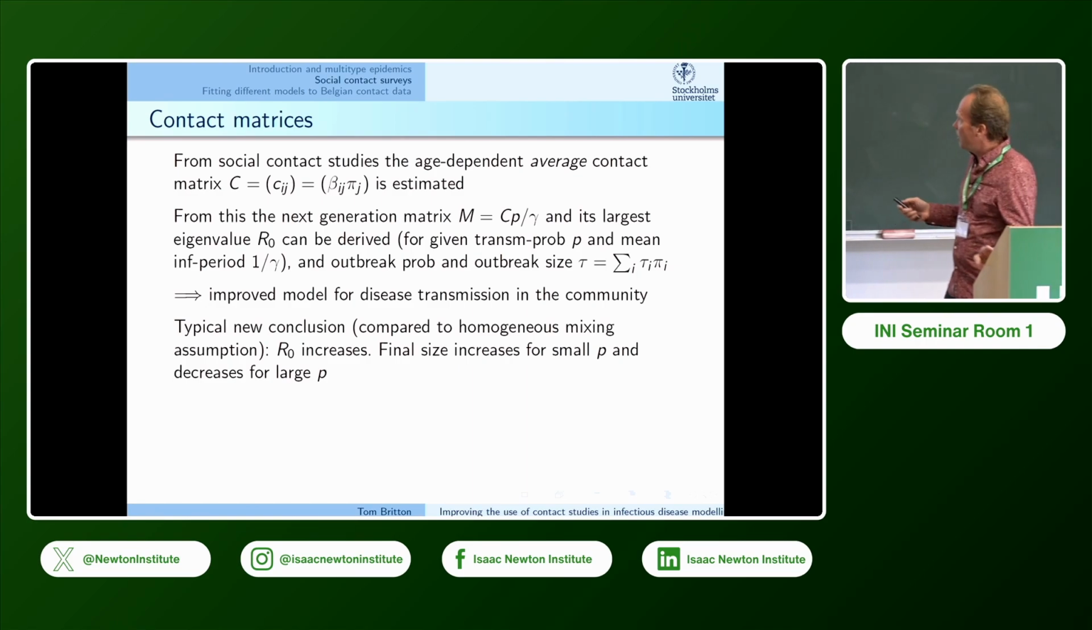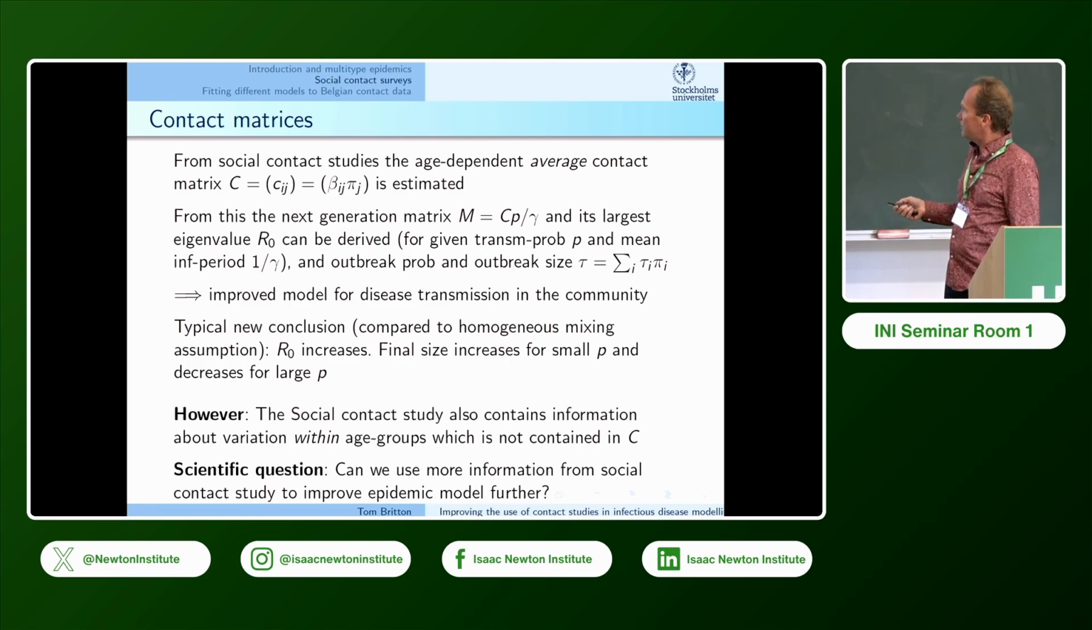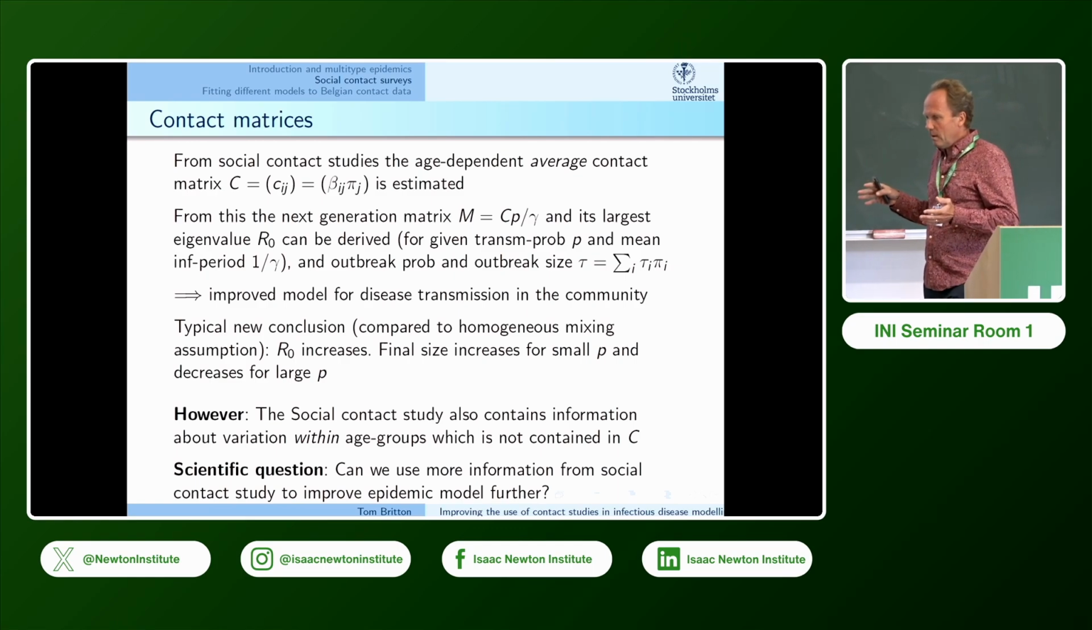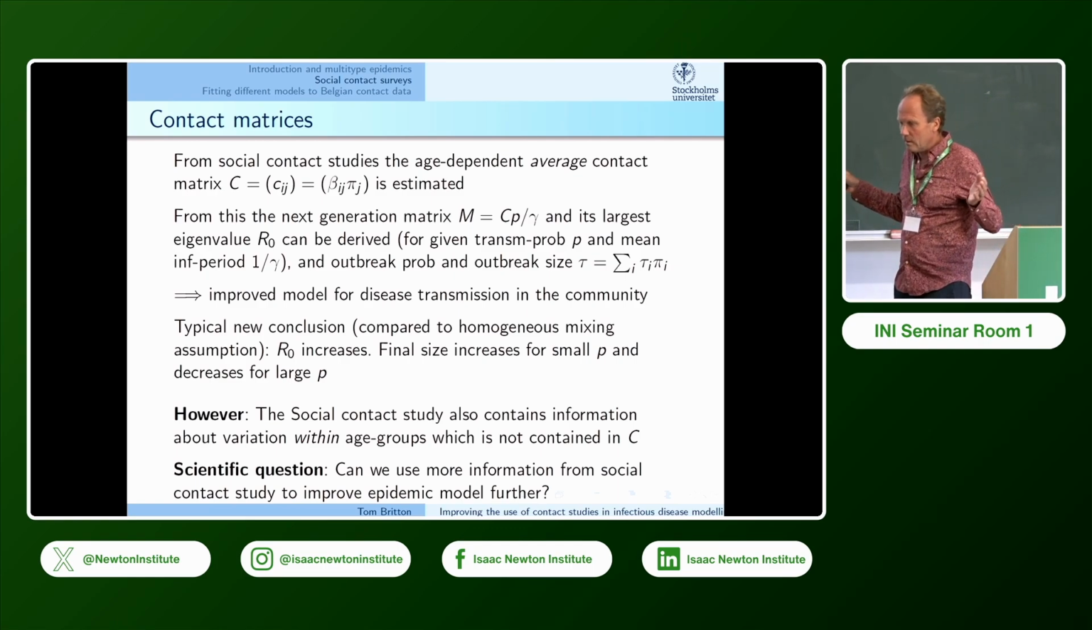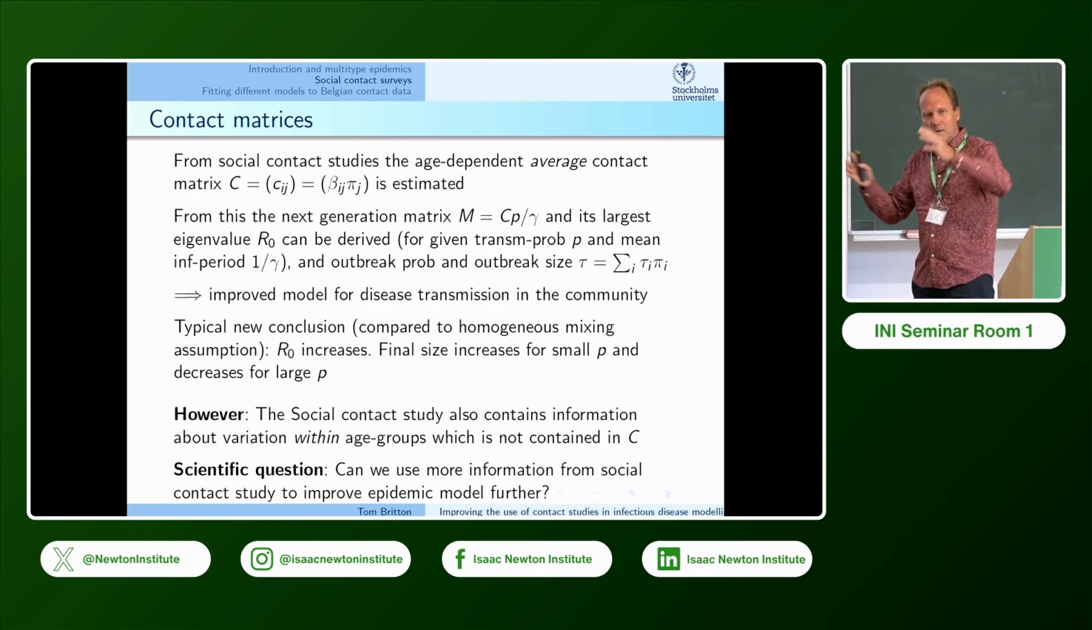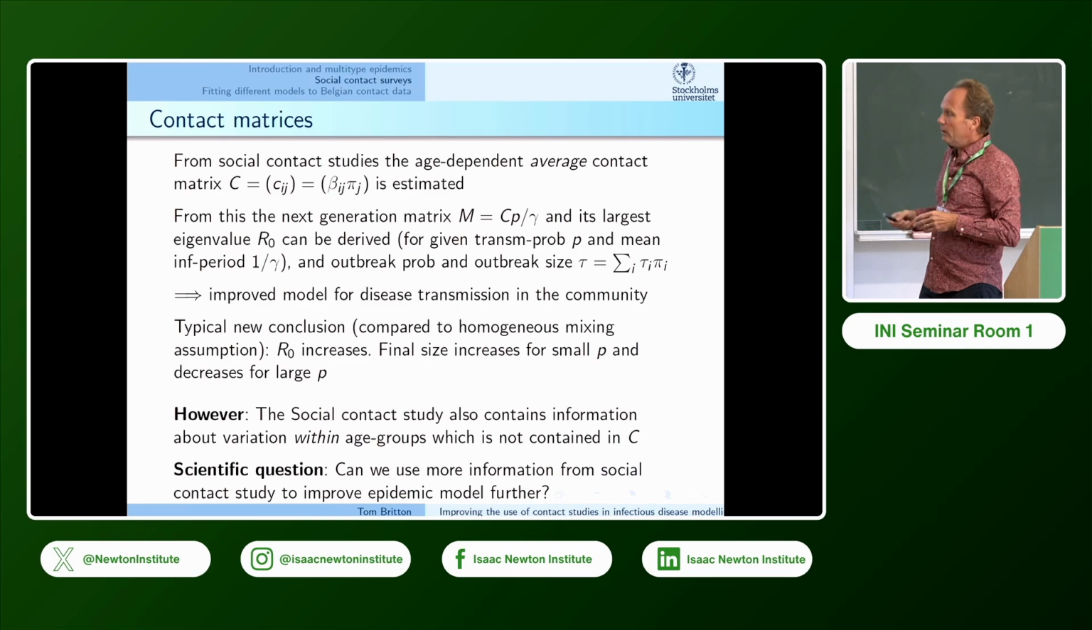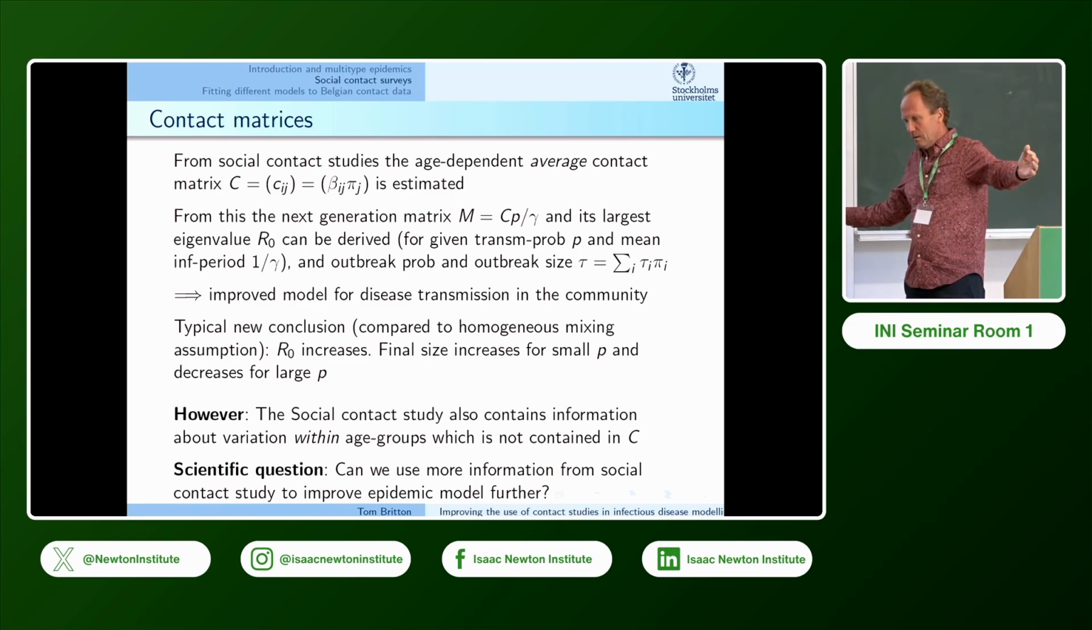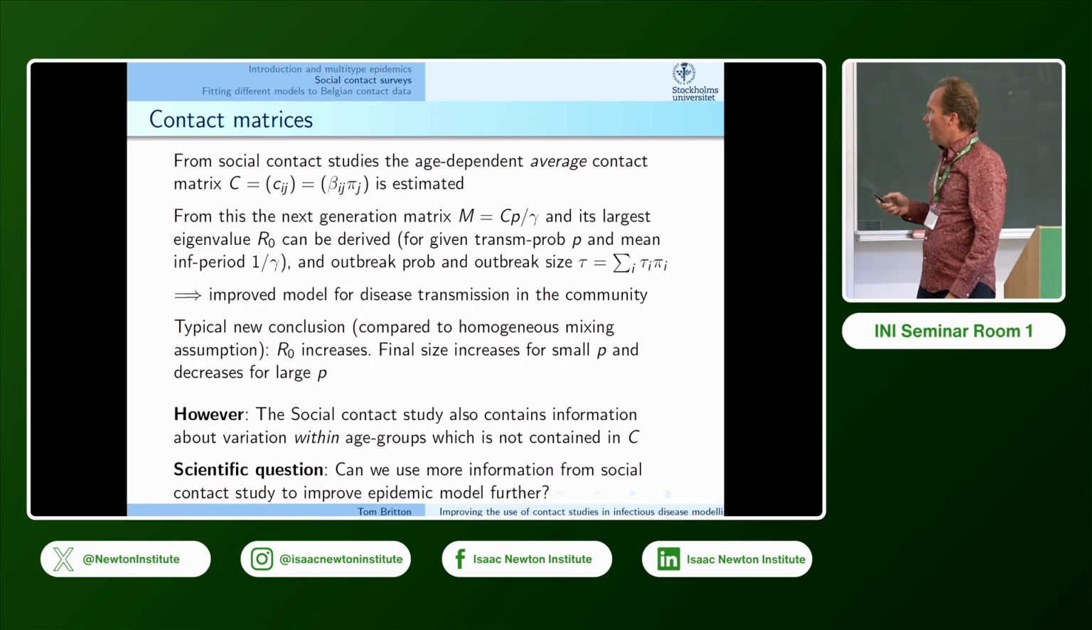This is a summary, but what we have considered is the following then. You lose quite a lot of information, as you do with all statistics, because statistics is about summarizing lots of data. But what do you lose when you merge this large data set into the average contact matrix? Well, what you lose is the variation within age groups. That's not contained in C.